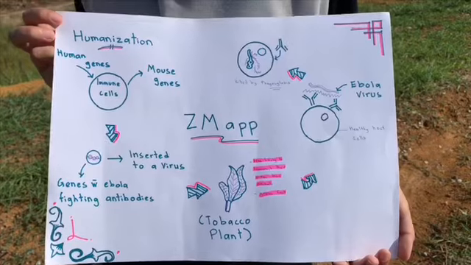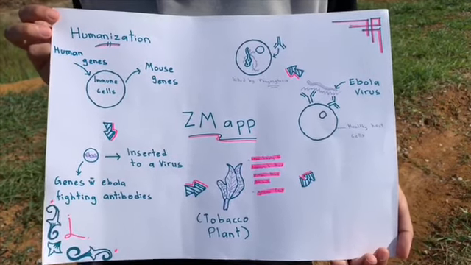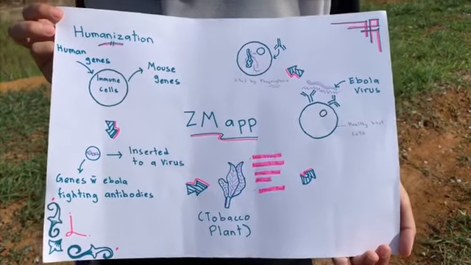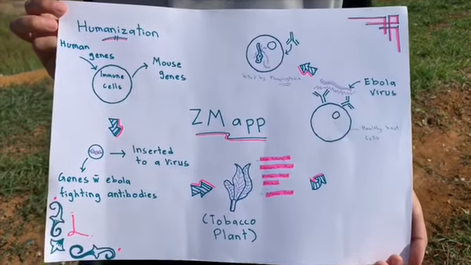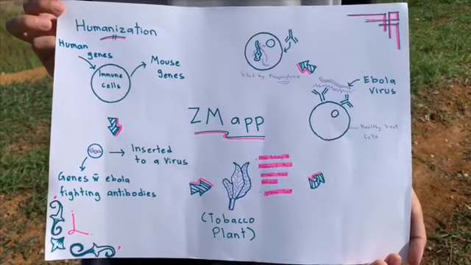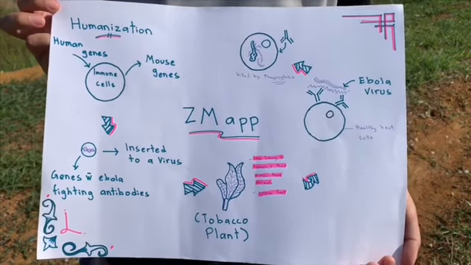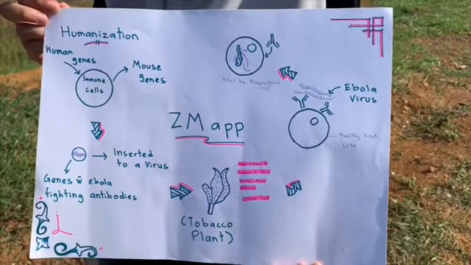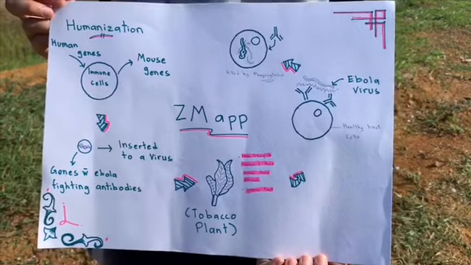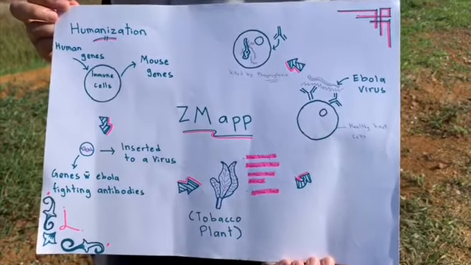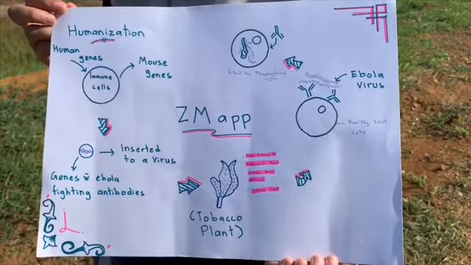ZMapp uses 3 antibodies working together to fight the Ebola virus, 2 of which prevent the Ebola virus from binding itself to the host cells. The other part of ZMapp targets the infected cells to be eliminated by the immune system by the process of phagocytosis.